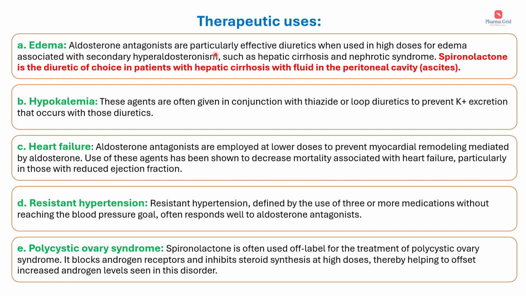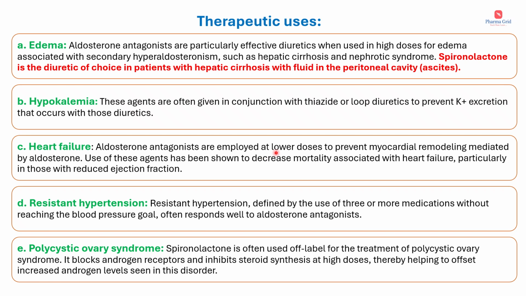Aldosterone antagonists are particularly effective diuretics when used in high doses for edema associated with secondary hyperaldosteronism such as hepatic cirrhosis and nephrotic syndrome. Spironolactone is a diuretic of choice in patients with hepatic cirrhosis with fluid in the peritoneal cavity, that is ascites. Next is hypokalemia. These agents are often given in conjunction with thiazide or loop diuretics to prevent the potassium excretion that occurs with those diuretics. Next is heart failure.